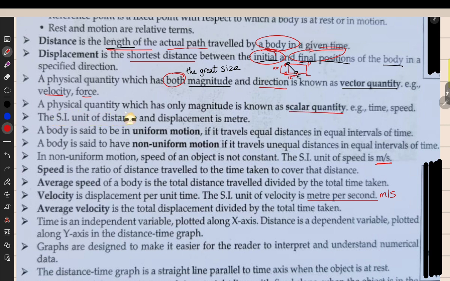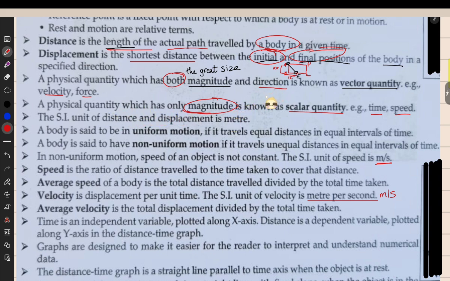And what is meant by scalar quantity? Scalar quantity is a physical quantity which has only magnitude. If it has only magnitude, it is called a scalar quantity. Example, time and speed. Because time will not change for anything, it will keep on going. So it has only magnitude, no direction.